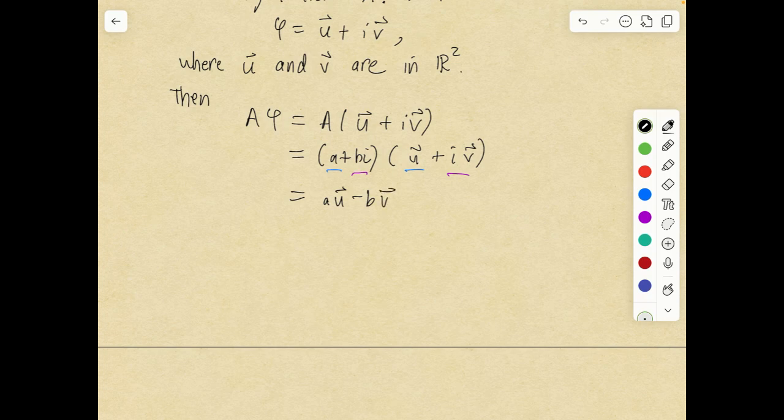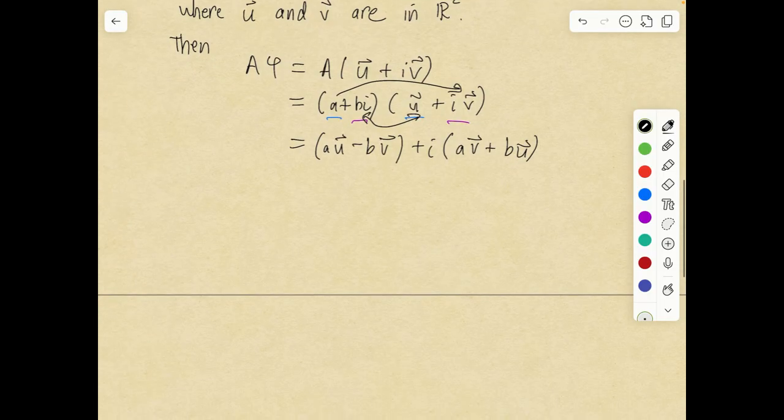That's the real part of this vector, and then you have the imaginary parts, so plus i times, and you get the imaginary part by doing a times iv and then bi times u, right? That's going to give you the imaginary part. You factor out the i, so that gives you av plus bu. Okay? So that's what A times phi is equal to.